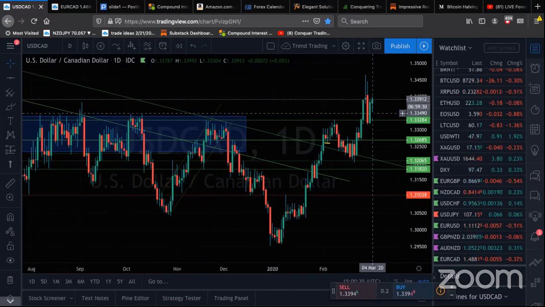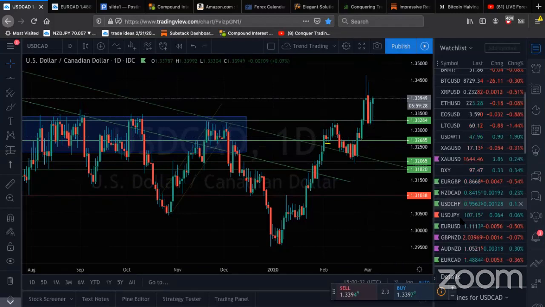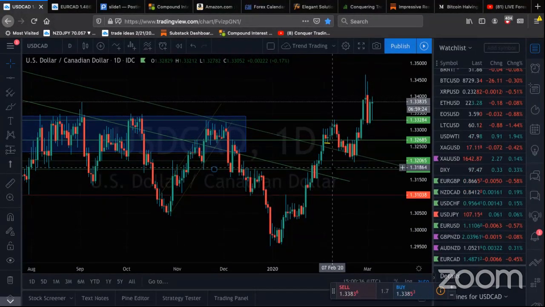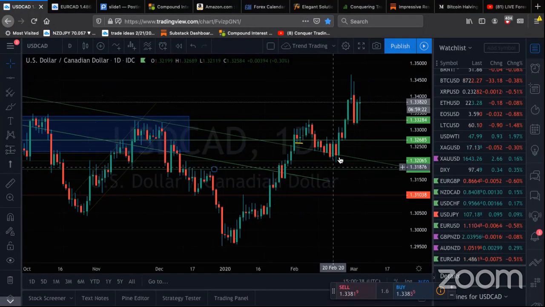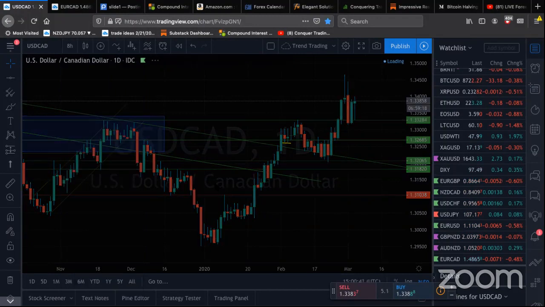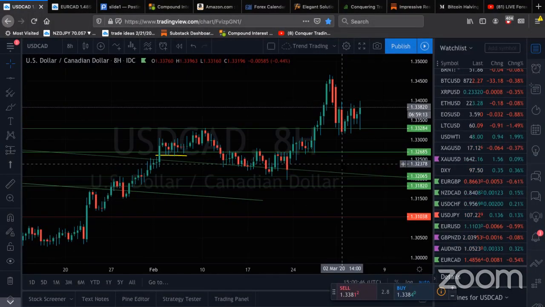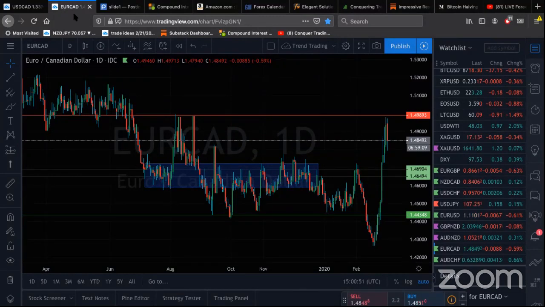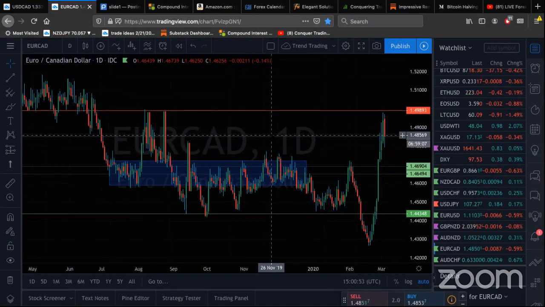I'm not jumping into the trade. I'll continue with my euro US dollar short, but I'm definitely inclined for further upside here on the US dollar Canadian dollar. Now, I would stand aside on euro Canadian dollar.